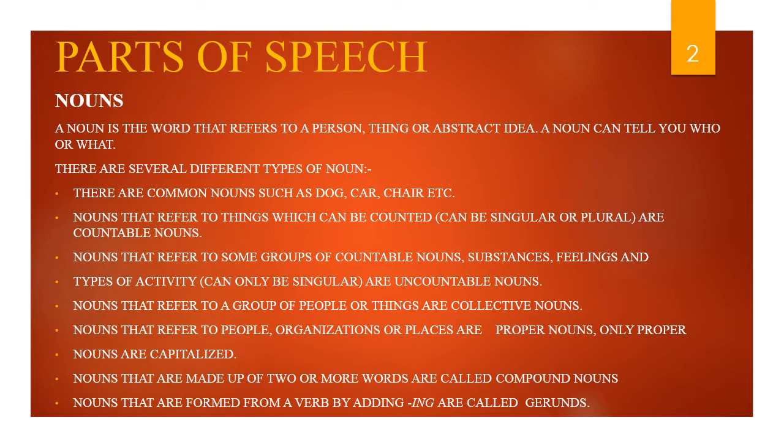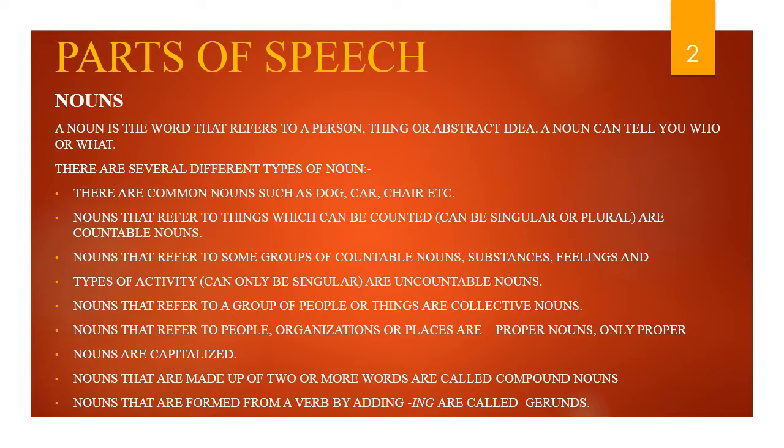There are also uncountable nouns, which refer to substances, feelings, or types of activity that we cannot count, and they can only be singular. They are called uncountable nouns. For example, you cannot count the number of hairs on a head. You cannot count the grains of sand on a beach. You cannot count the rice in a sack. So these are uncountable nouns.